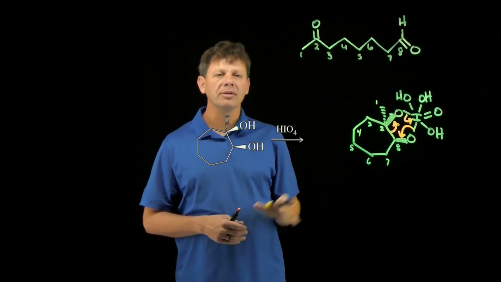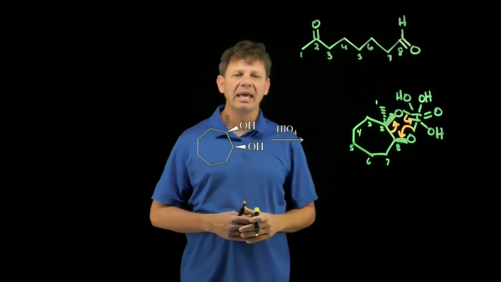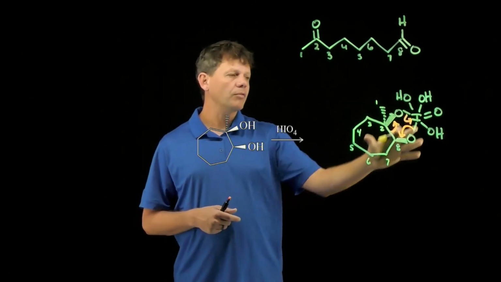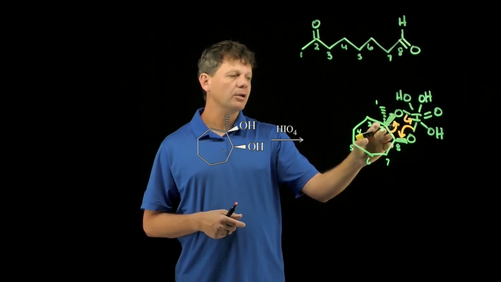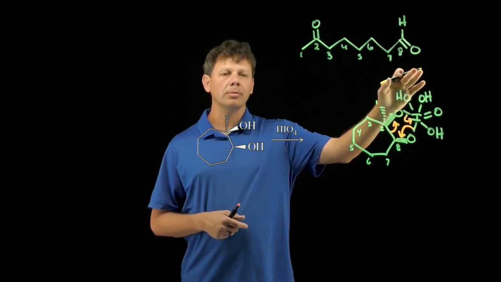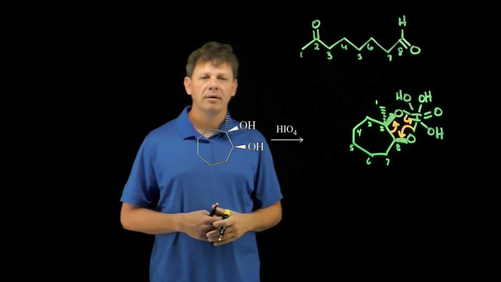By numbering the carbons, we see that this is the acyclic version of the product of this reaction. So when we break this bond here, it goes from being a ring to no longer being a ring. Here is the product of this reaction.